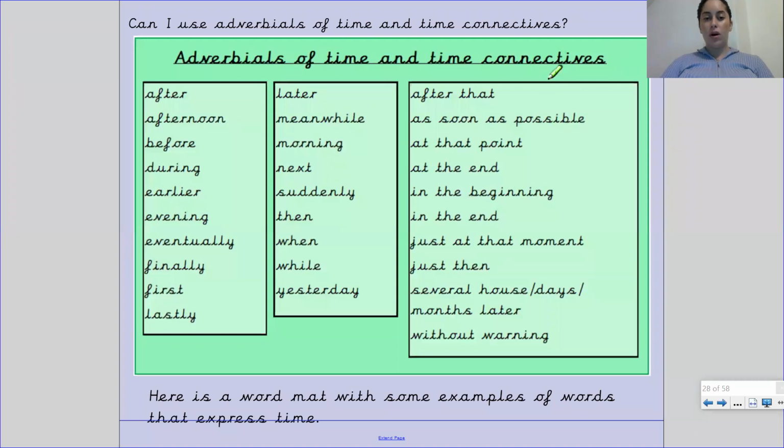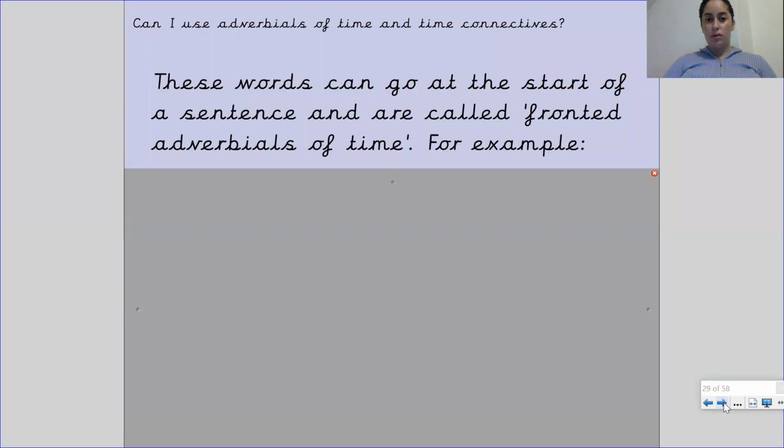Here is a word map to help you. These are some examples of adverbials of time and time connectives. So you can use this when you're doing your activity. And when you're writing sentences as well, you could use these examples to give us an idea of when, how often, or how long for.